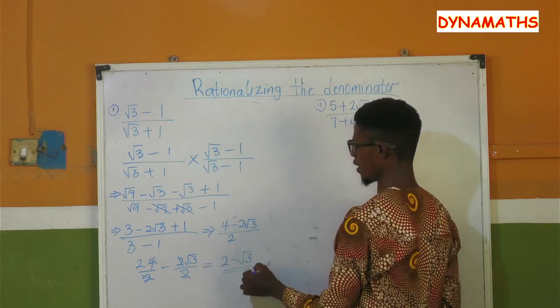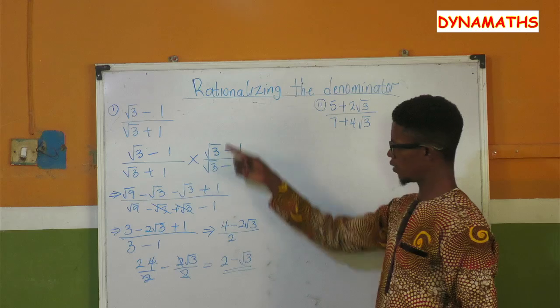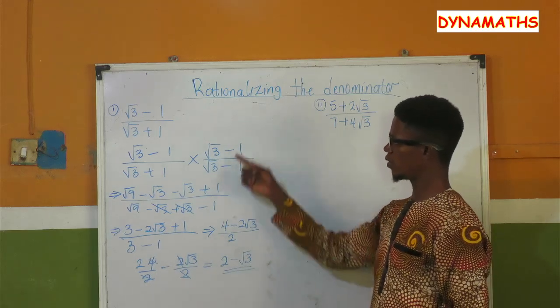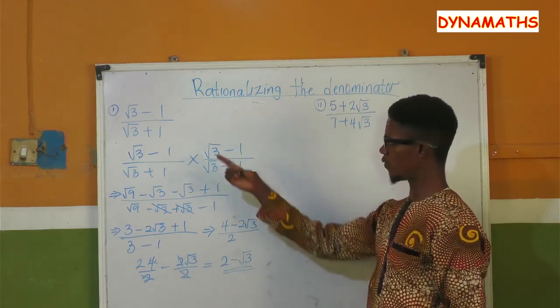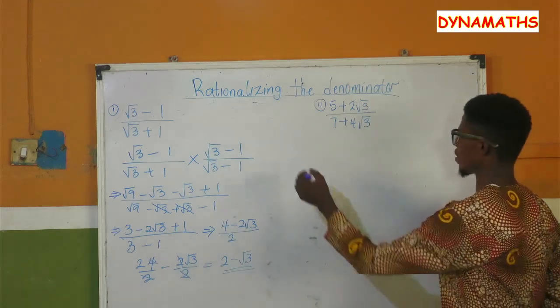So this is the simplified form of this particular answer. So this is the answer to this particular expression, rationalizing the denominator. So for the first example, this is our solution to it. Now let's attempt the second one.